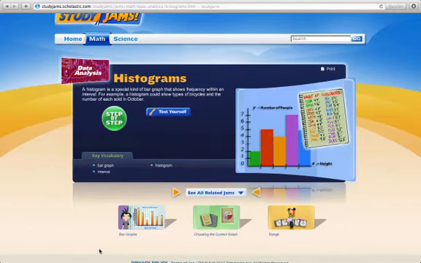A histogram is a special kind of bar graph that shows frequency within an interval. For example, a histogram could show types of bicycles and the number of each sold in October.